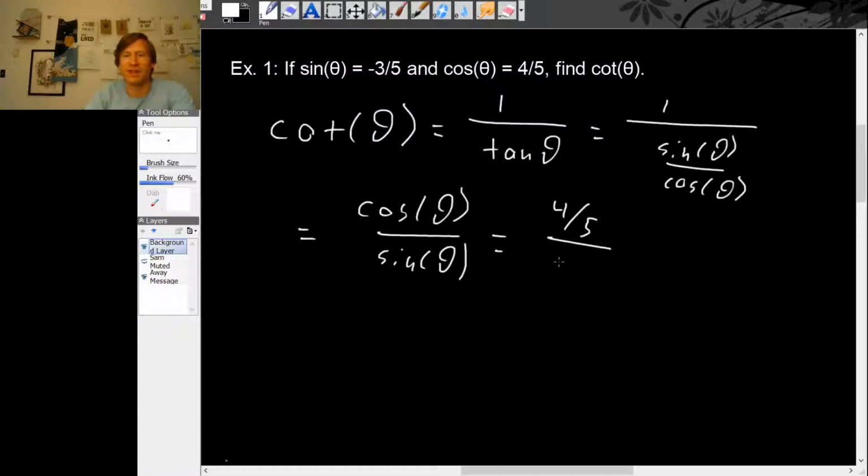Sine is negative 3 over 5. And so we should just simplify this. Multiply the numerator and denominator by 5, and you get negative 4/3. So whatever that angle is, its cotangent is negative 4/3.